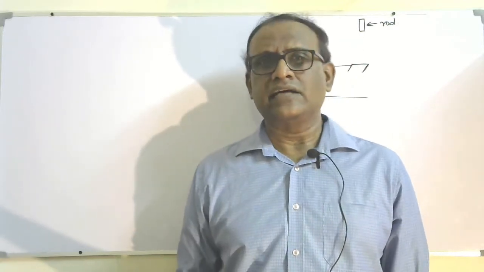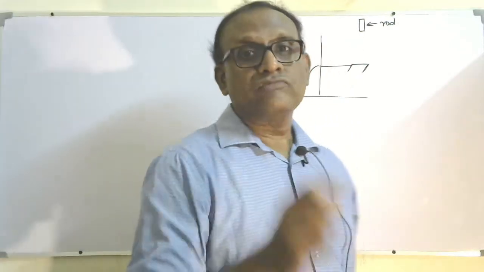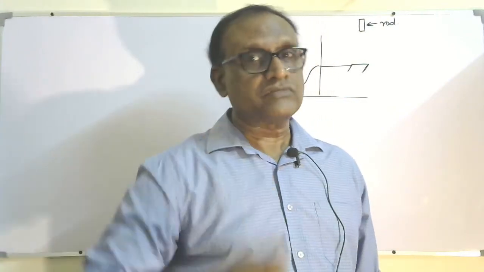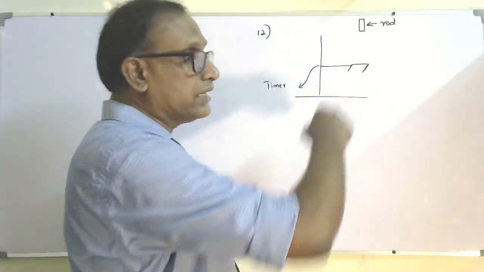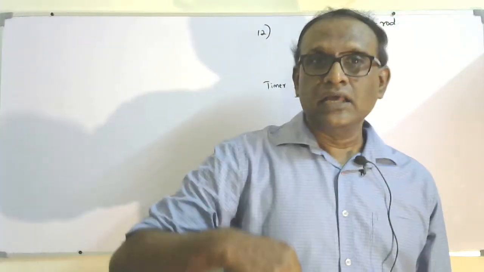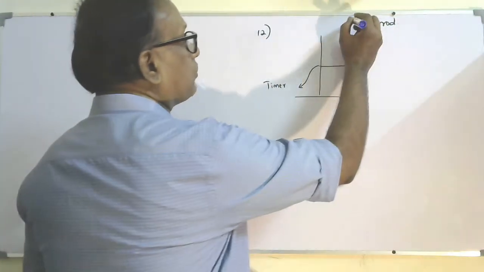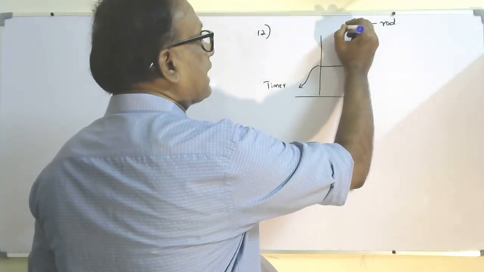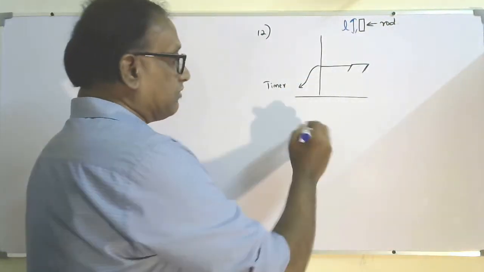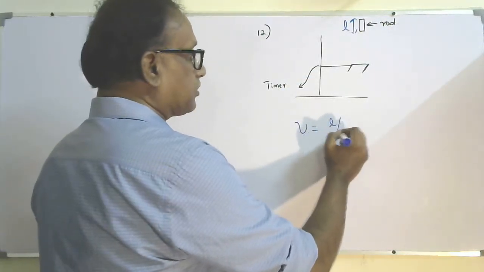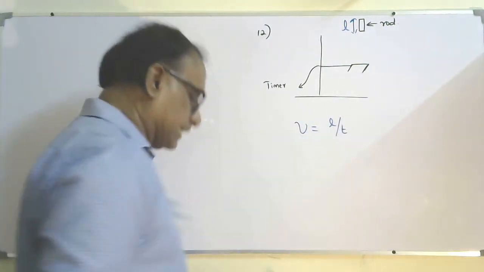We learned that in IGCSE. The same way, instead of using a card here, we use the length of the rod. When the rod passes through the light gate, it blocks the light. So if I know the length of the rod, L, I can find the velocity by using the length of the rod divided by the interruption time.